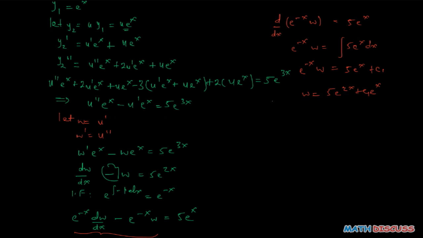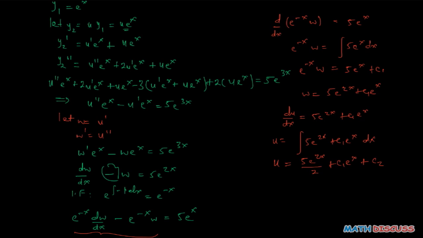But then our w is u prime. So we're going to write u prime, which is du/dx, equals 5e to the power 2x plus c1 e to the power x. So to find u, we integrate both sides with respect to x, that's the integral of 5e to the power 2x plus c1 e to the power x dx. When you integrate both sides, you have 5e to the power 2x divided by 2 plus c1 e to the power x, then plus the arbitrary constant, which is c2. So this is going to be your final solution for your u.